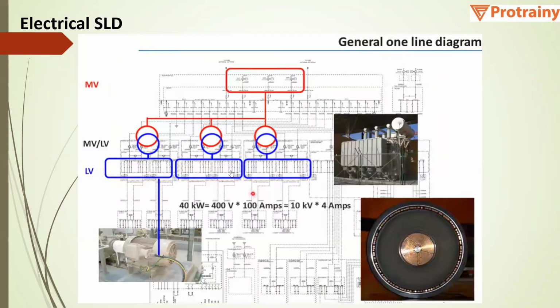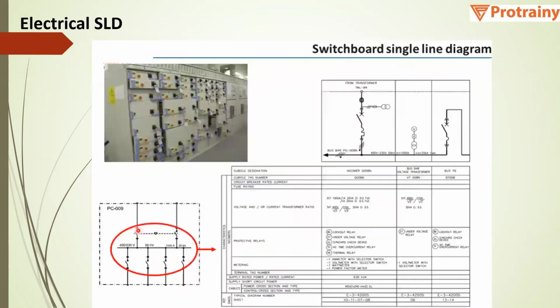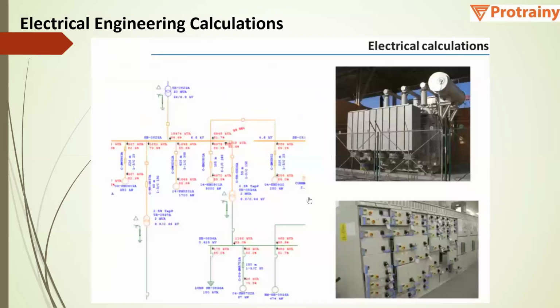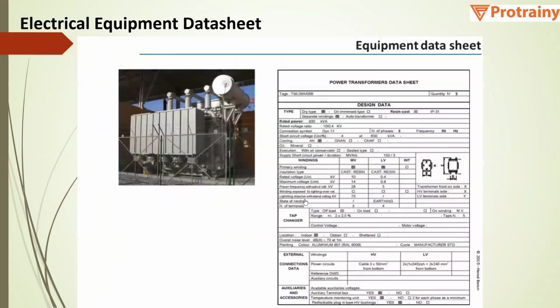Then this is the single line diagram, electrical single line diagram. It is also called one line diagram. This is the switchboard single line diagram. This is the electrical distribution diagram. This is also an electrical calculation. We have seen this one. Then this is the electrical equipment data sheet. So this is for a transformer.